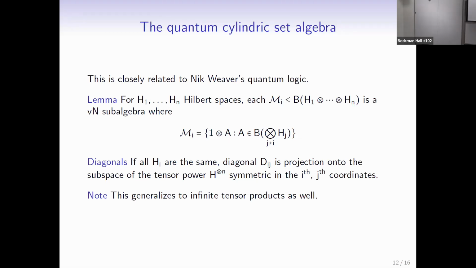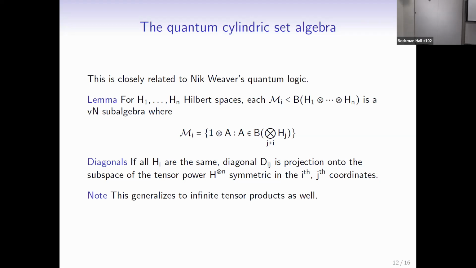Now, these quantum cylindric set algebras have some superficial ties so far to these commuting squares of subfactors. I need to look into this further, but let me go into one that's worked out in a little more detail. Nick Weaver has a version of quantum logic, and what he does is take a family of Hilbert spaces, I'll do things for finitely many, but you can do it for infinitely many. Then for each i I can define a subalgebra of the bounded operators on the tensor product in this way. This does give you a von Neumann subalgebra, and since it gives you a von Neumann subalgebra, it gives you a quantifier.